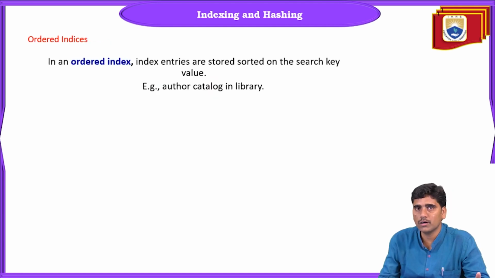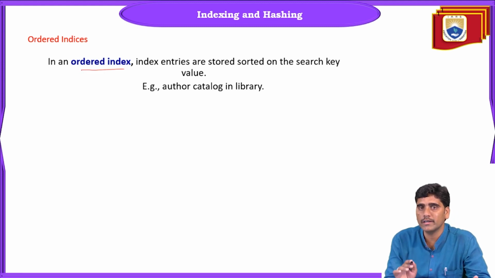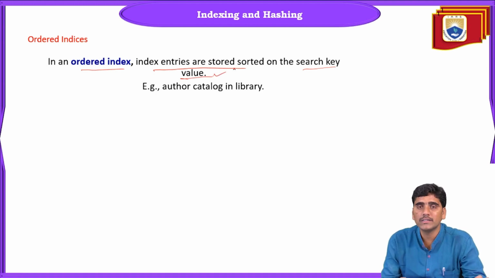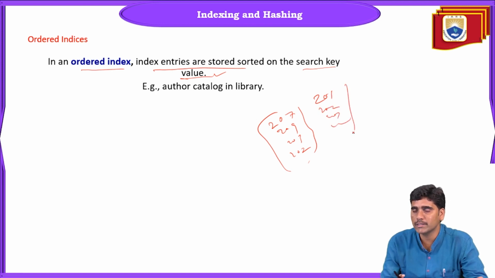So, ordered indices. What are ordered indices? In an ordered index, the index contains all the records in an ordered way, so all the values in the record are in order. Index entries are stored sorted on the search key value. On the basis of the search key value, the values are sorted, not like 207, 209, 203, 202, but sorted as 201, 202, 203, 206. So all the index entries are stored sorted on the search key value.